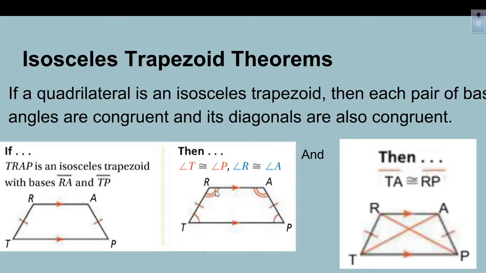And the reason for this, if you remember, anytime you have parallel lines and another line intersecting them, it creates special angle pairs. So we're going to have same side interior angles, and these are same side interior angles. Remember that same side interior angles are supplementary. Now, the other thing is that the diagonals going from T to A and from R to P will be congruent only in an isosceles trapezoid. So these are properties of just an isosceles trapezoid.